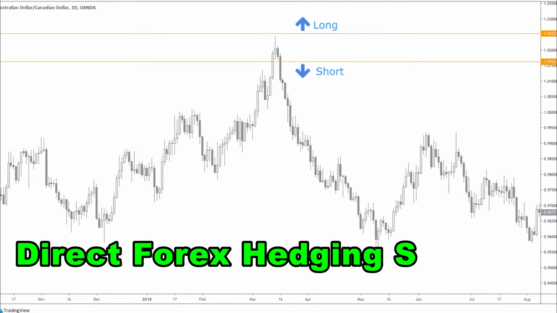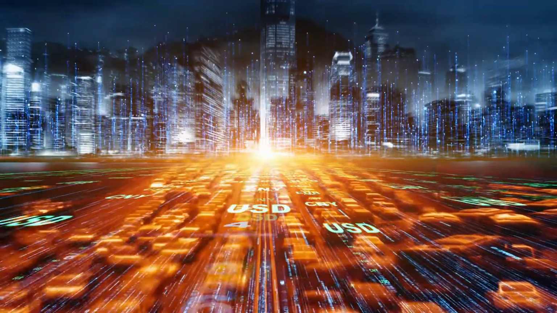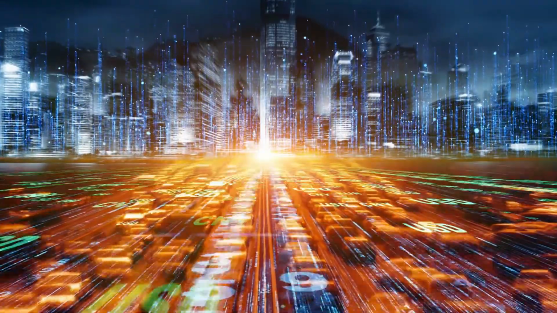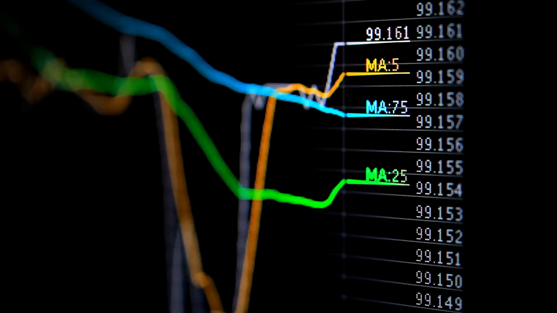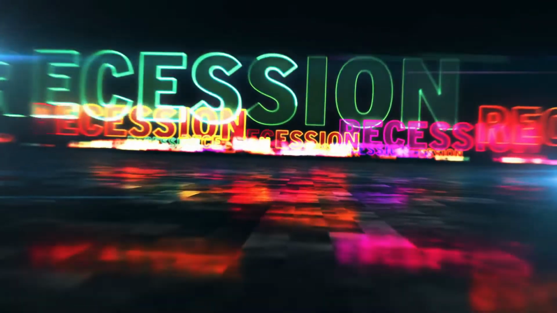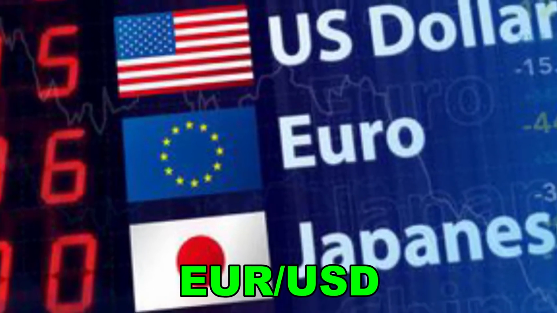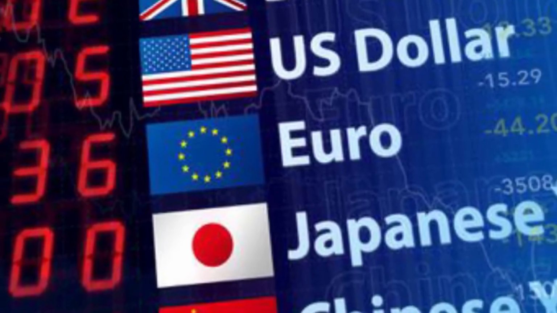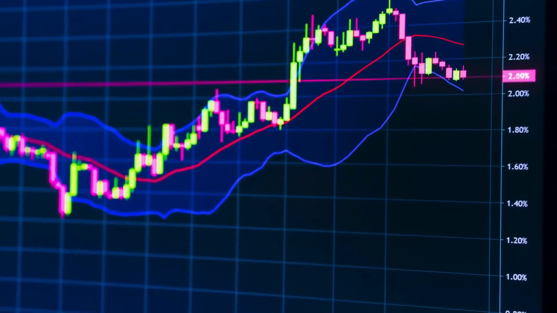Direct Forex hedging strategy. Direct hedging strategy in Forex is to open both buy and sell positions in the same currency pair. However, this method has two unexpected dangers. Firstly, after the Great Recession in 2009, the US Commodity Futures Trading Commission issued a new regulation and banned this practice. For example, according to those new rules, if a trader has opened a long Euro-US dollar position and then tried to open a short position with the same pair, the broker is compelled to close the first trade.